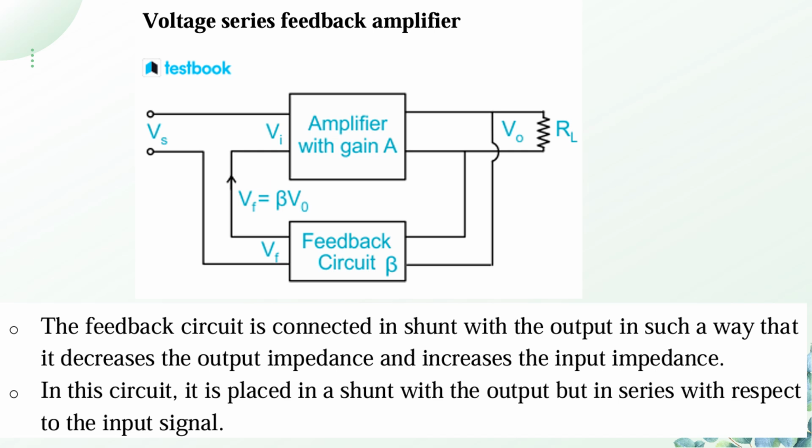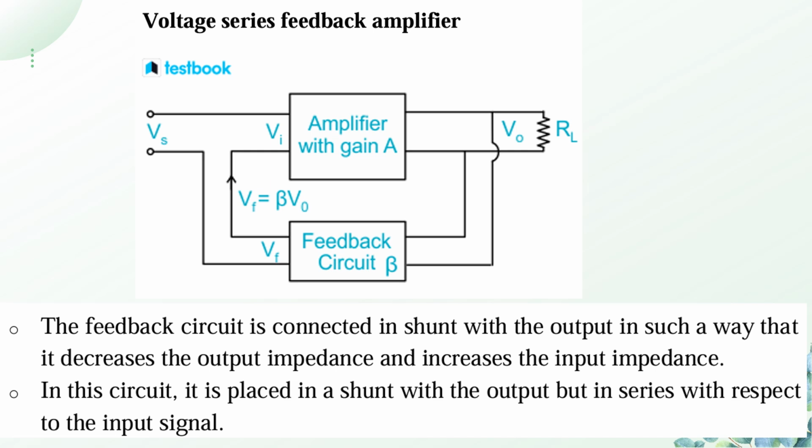The first type of feedback amplifier is the voltage series feedback amplifier. Now look at the diagram. In this diagram, next to the input Vs, we have the mixing network, and before the load resistance RL, we have the sampling network. In the name voltage series, the first part, voltage, corresponds to the sampling network, and the second part, series, corresponds to the mixing network.